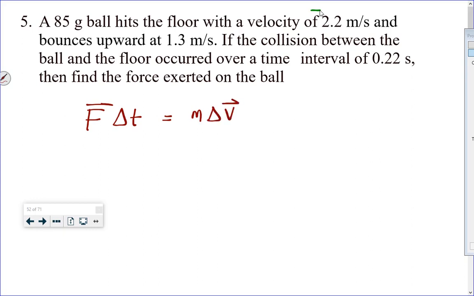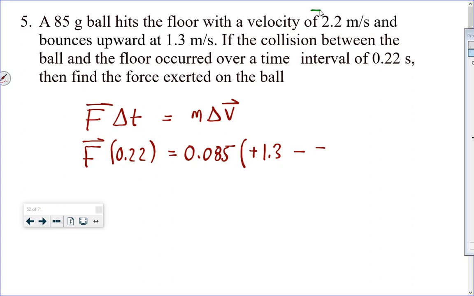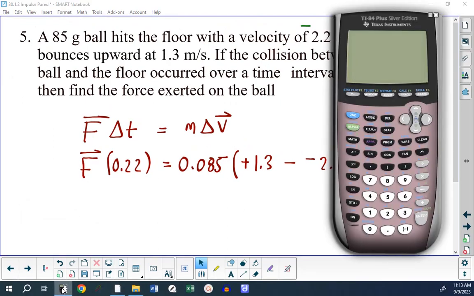So when you see this type of question, like quiz question 2 on the quiz you wrote, we can just go ahead and put in all of the information. This is 0.22 seconds. The mass is 0.085. Vf minus Vi, of course, is what we use for delta v. Vf is positive 1.3 minus Vi is negative 2.2. It's simply a matter of grabbing our calculator and taking care of business.